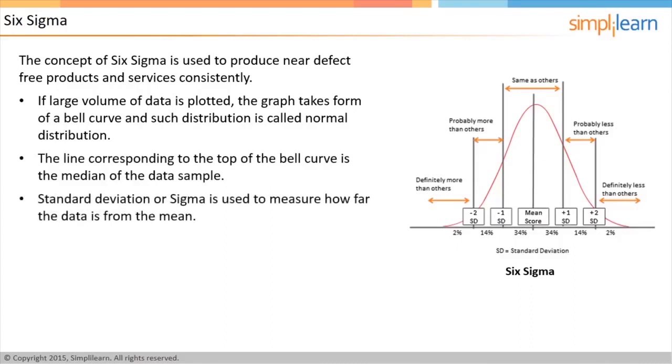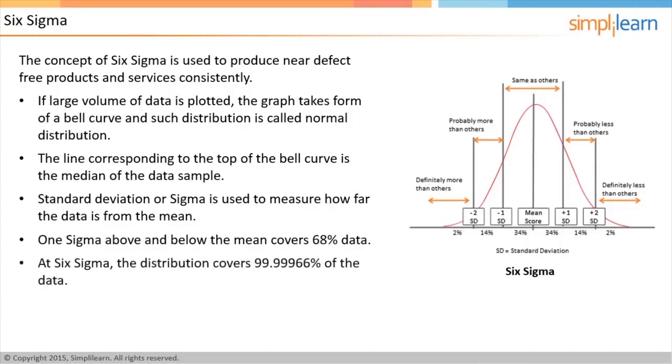The line corresponding to the top of the bell curve is the median of the data sample. Standard deviation concept is used to measure how far any data is from the mean. Standard deviation is also called sigma. One standard deviation from the mean covers 68% of the data. 6 sigma means 6 standard deviations from the mean. This would cover 99.99966% of the data. We will look at an example of 6 sigma in the following screen.